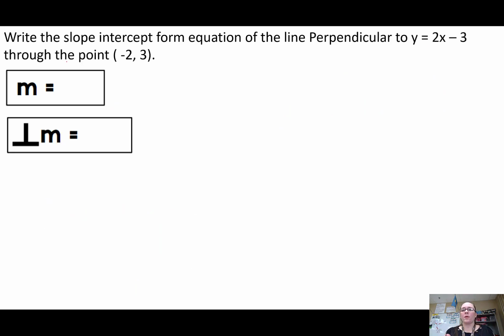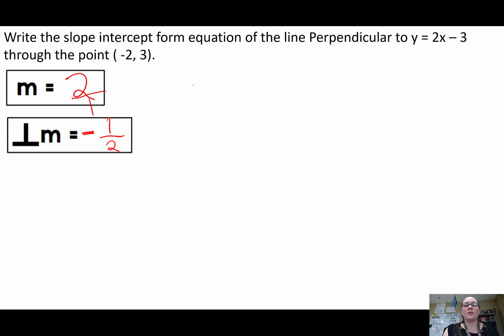All right, now let's talk about perpendicular. So again, I'm going to look at these, write the slope and slope-intercept form of equation of a line that is perpendicular. So our original slope is 2, so our perpendicular slope, we flip that. So remember, this is always over 1. So when we flip it, it becomes 1/2, and then we always make it opposite. So the slope we are going to be using is -1/2.